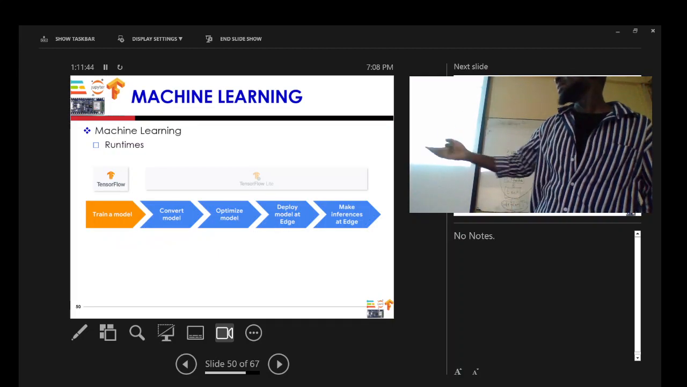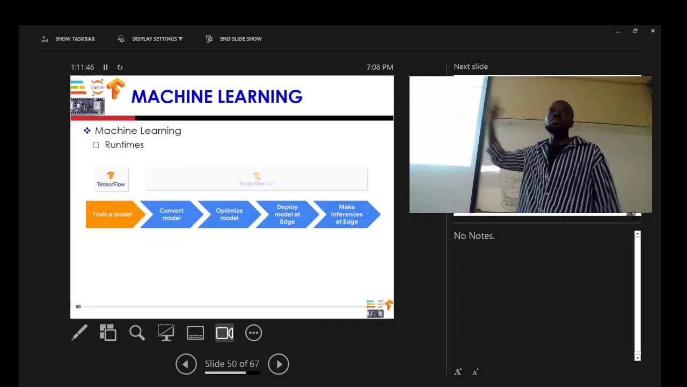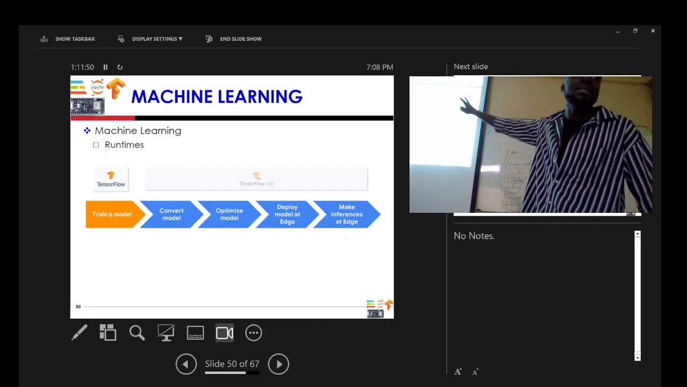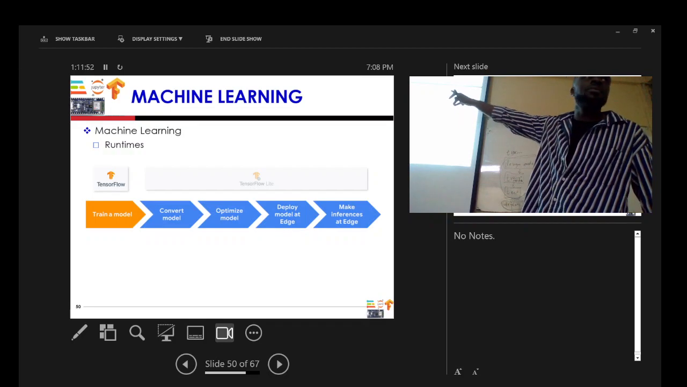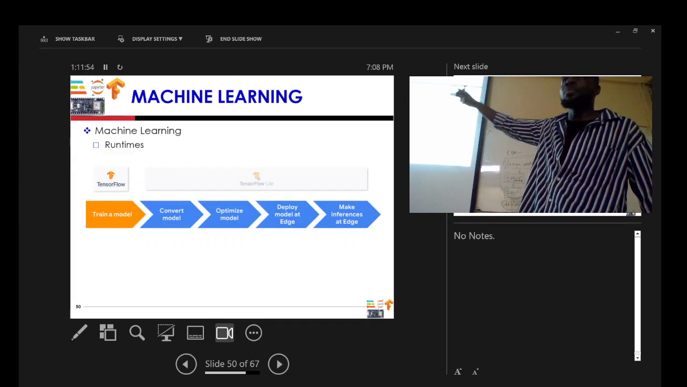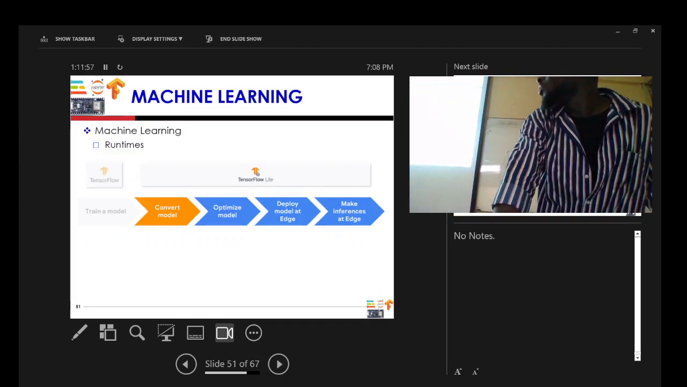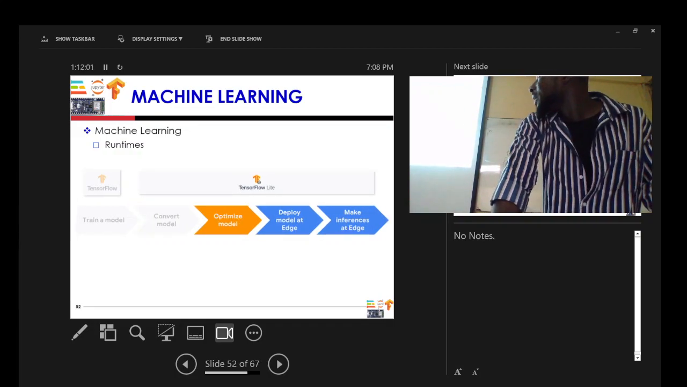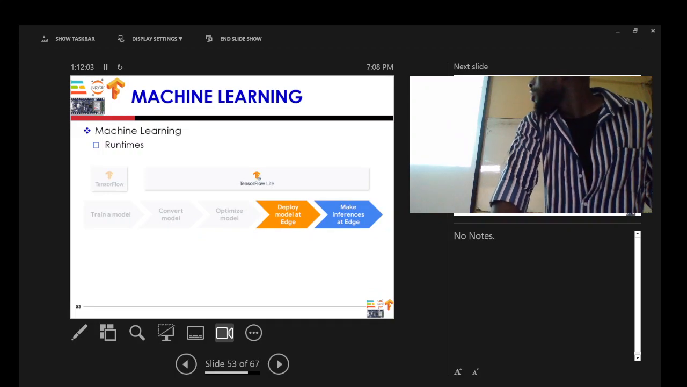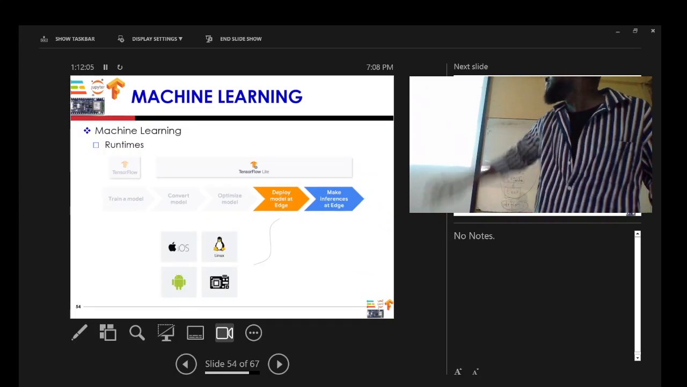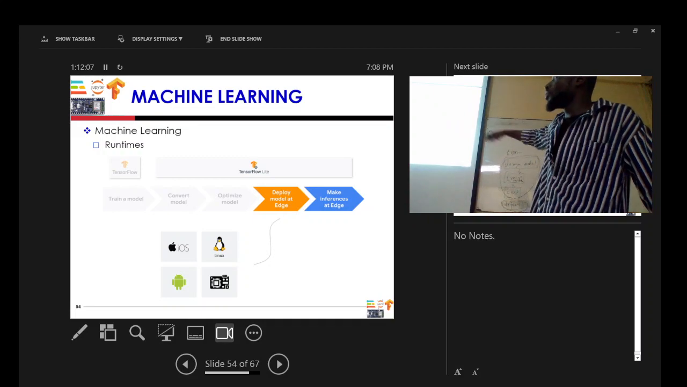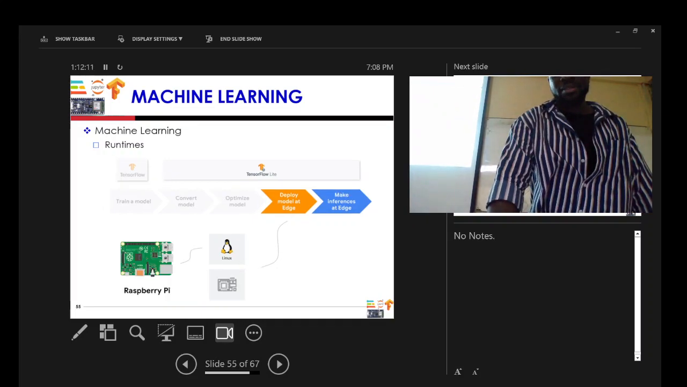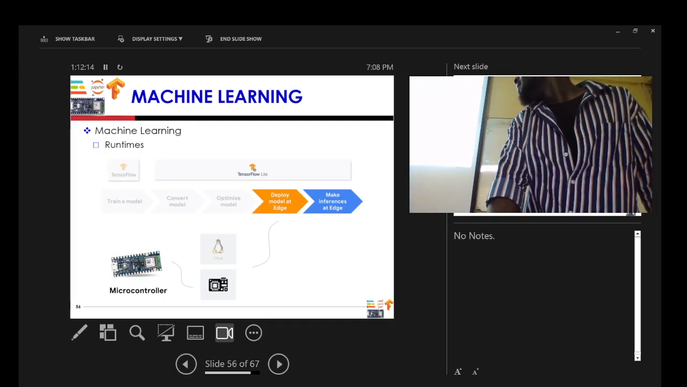So normally you use TensorFlow to train the model. This is the pipeline of most machine learning work, right? You use the TensorFlow framework from the beginning to train a model, and then you convert the model, you optimize the model, and then you deploy the model. You do all of this, and then you make inference, using the TensorFlow Lite library, right? Okay.